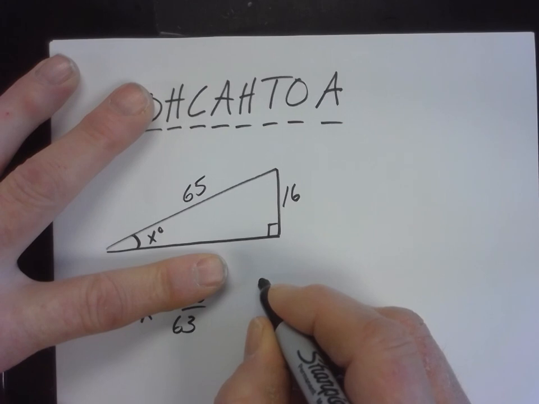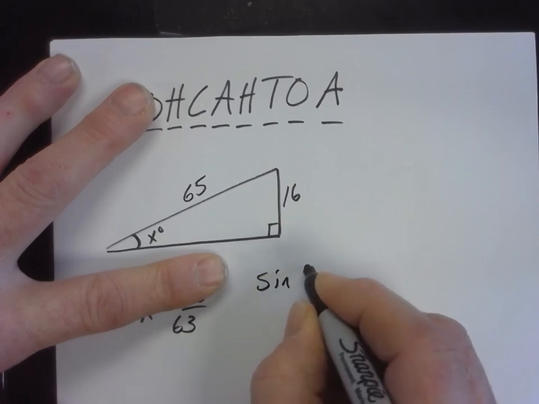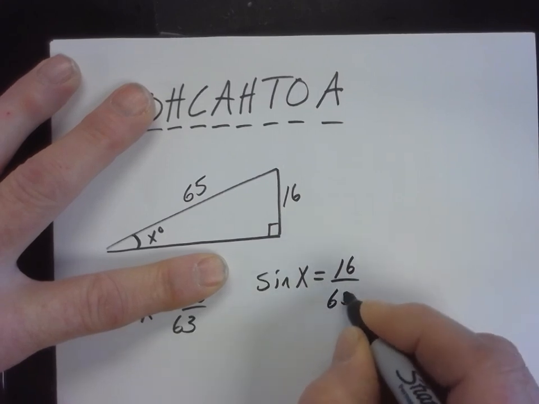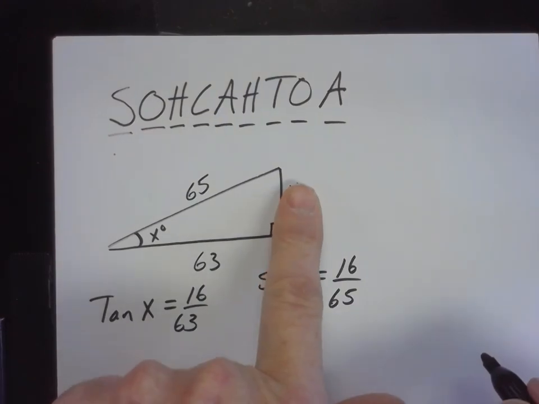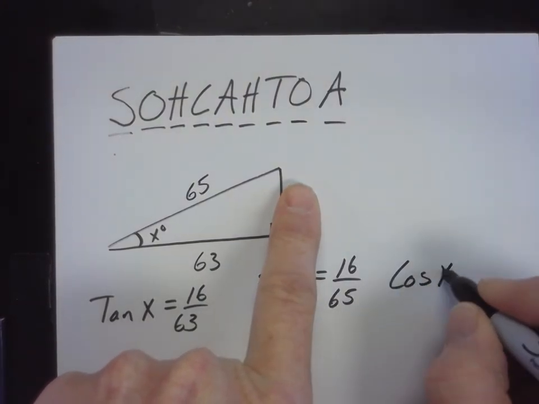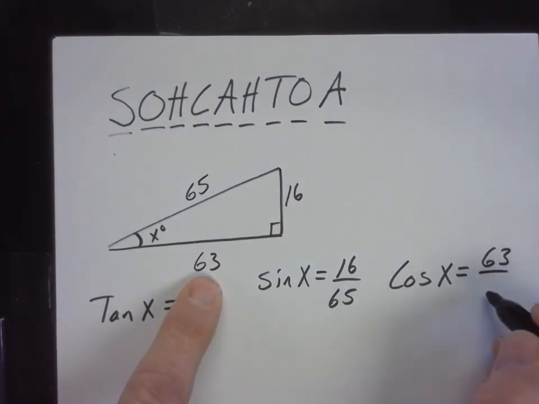Sine? Everyone make up your mind. Okay, sine. The sine of angle x equals the opposite over the hypotenuse. Okay? And then if I cover up the 16, now what do you think of? Now cosine. The cosine of angle x is equal to the adjacent over the hypotenuse.